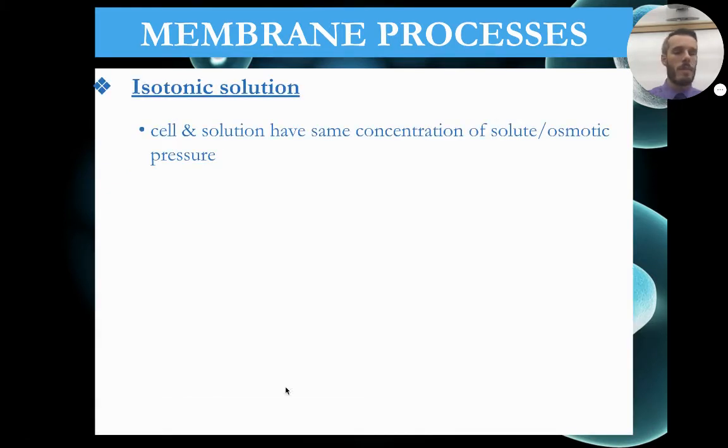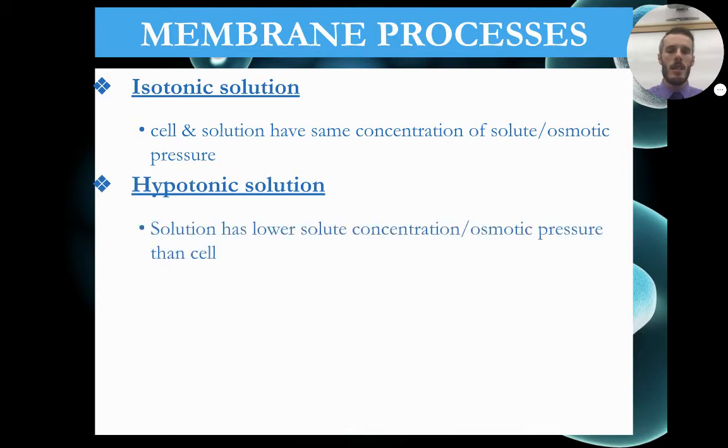Right, so we have three different types of solutions which will determine the movement of water. If it is isotonic, then that means that the concentration of solute is the same on both sides of the membrane. So there will be no overall movement of water. If it's hypotonic, then that means that there will be a lower concentration of solute on the outside, which will mean that the water will flow inside of the cell. It will go into the cell, which will make it swell up.